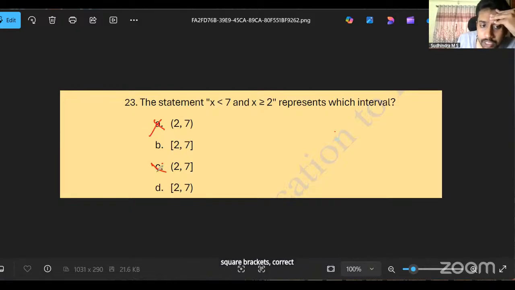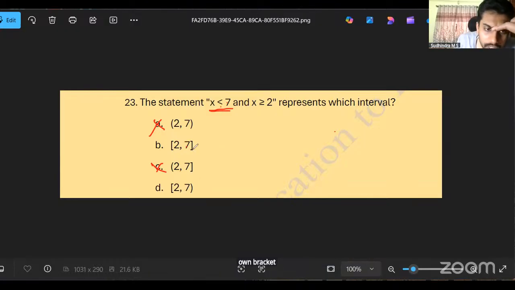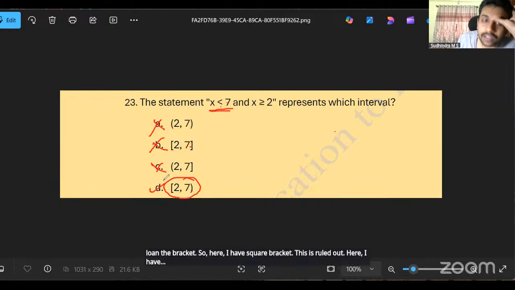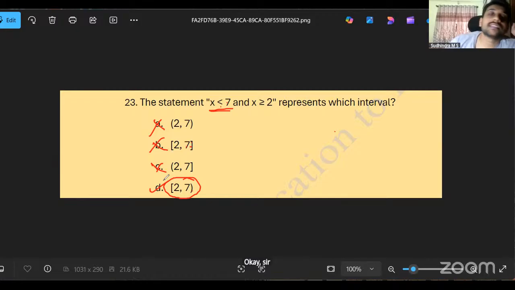So option A and option C are ruled out. Now, after 2, we have 7. 7 should be excluded because x is less than 7, not equal to. So after 7, should we have a square bracket or round bracket? Round bracket. Here I have a square bracket, so this is ruled out. Here I have a round bracket. Therefore, that will be the answer. Okay, sir.